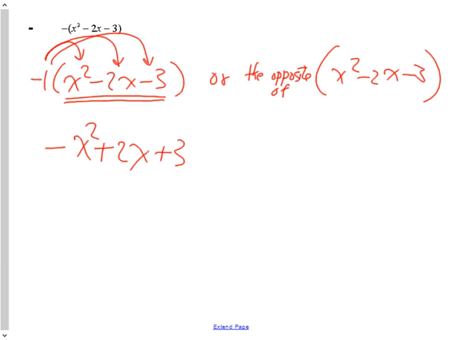Now, if we look inside here, the opposite of this is actually this. So either way I did it, whether I interpret it as negative 1 outside the brackets or the opposite of, I would get negative x squared plus 2x plus 3.